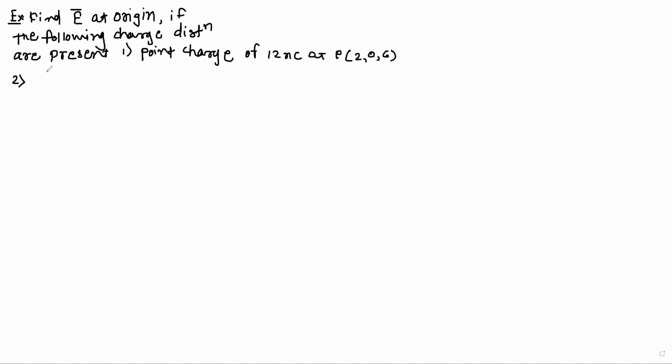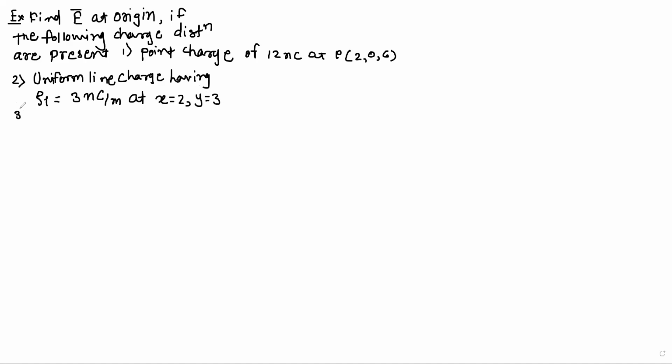Second one is a uniform line charge having line charge density rho L equal to 3 nanocoulomb per meter at x equal to 2, y equal to 3.